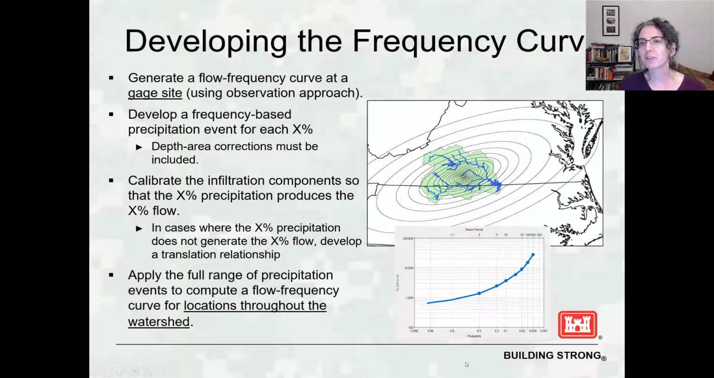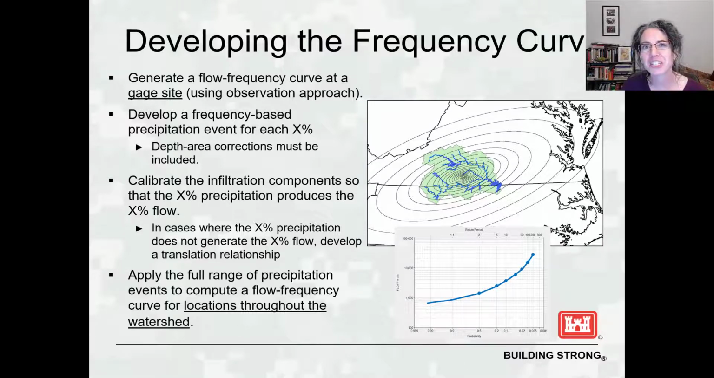So for developing the frequency curves, there are two approaches that we're going to discuss. The first is when we have a frequency curve within the watershed, because we have at least one gauge site within the watershed, but we want to expand that to have frequency curves at other sites. And then there's the situation where we don't have gauge data at all.